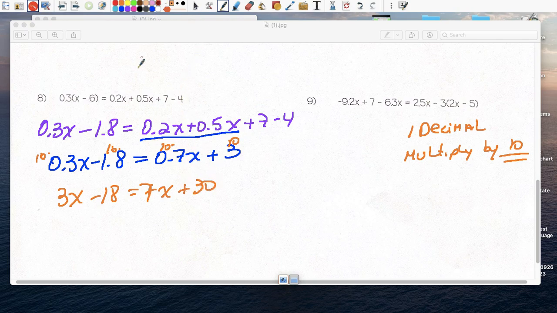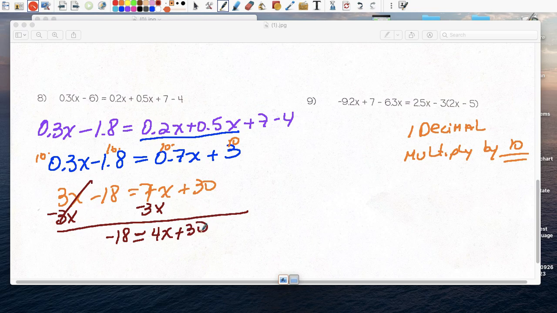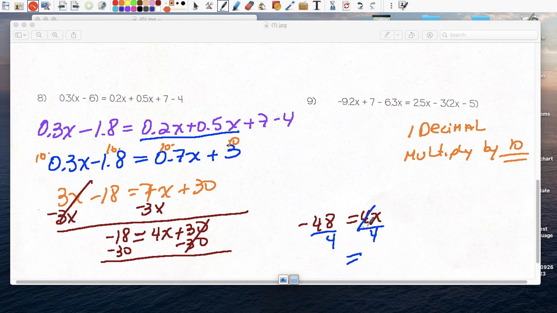Now we have variables on both sides. Let's get rid of the smaller one. So it's 3x. So we're going to do minus 3x here and minus 3x here. That goes away. Negative 18 comes down. This becomes 4x plus 30. Now we get rid of the constant. We'll do minus 30 on this side and minus 30 on this side. That goes away. And I'm going to write it over here. So we get 4x on one side and negative 48 on the other one. We divide by 4 now. Divide by 4. 4 divided by 4 is 1 or 1x. And negative 48 divided by 4 is negative 12. And that's my answer. So this equation has one solution.